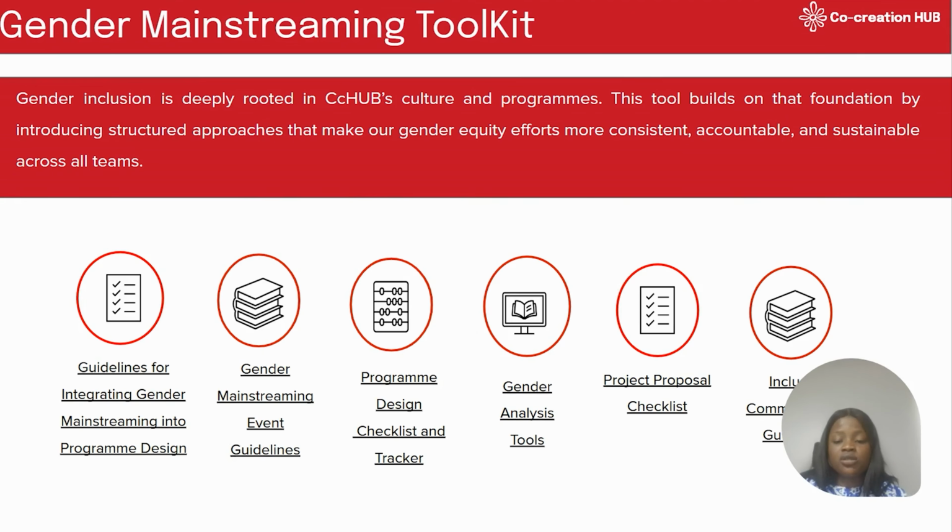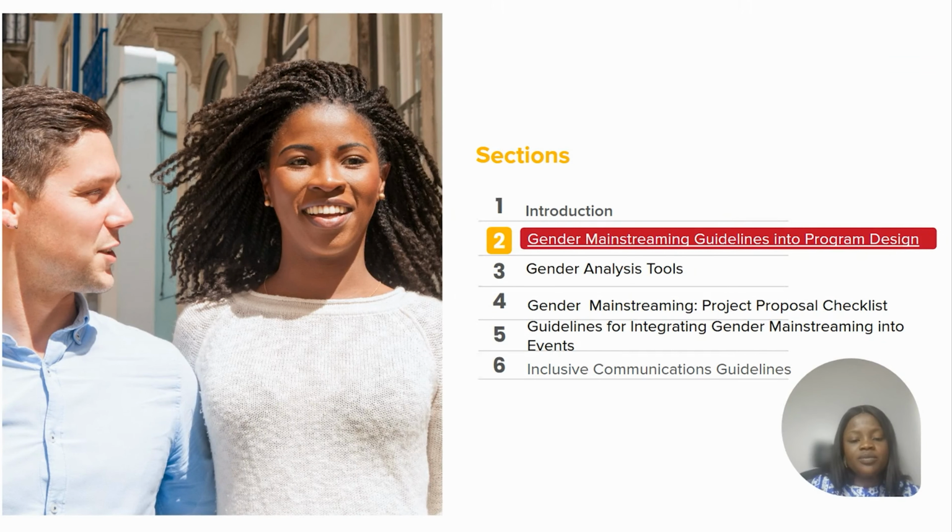In this session, I'll be taking you through how to utilize the Gender Mainstreaming Toolkit. There are 6 components in this toolkit, and I'll be addressing them one after the other.